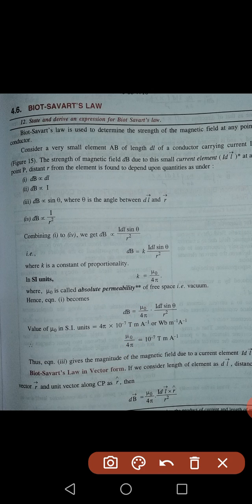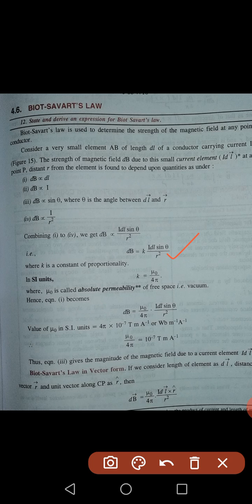Now remember that this value is applicable only for air medium, not for other medium, because the value of mu naught is this one only for air, because mu naught means air, free space or vacuum. Now this is Biot-Savart's law. This equation we will use in many cases.